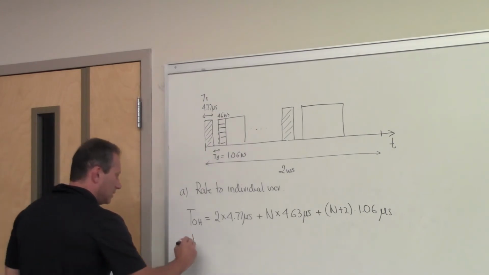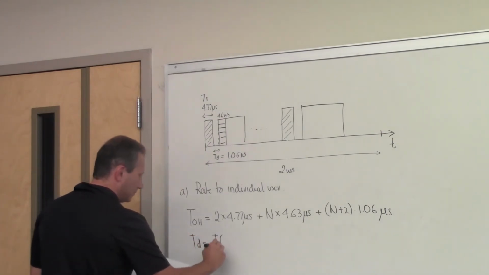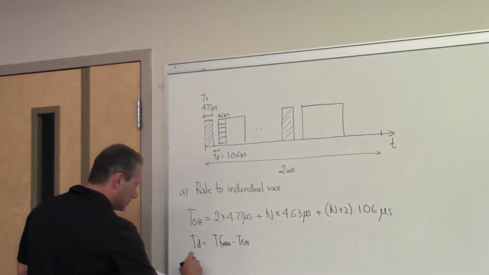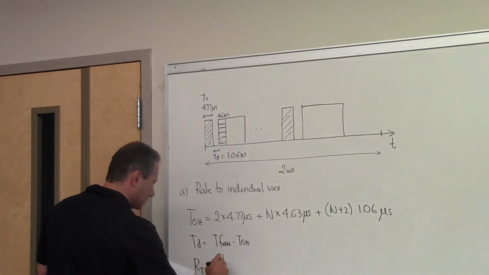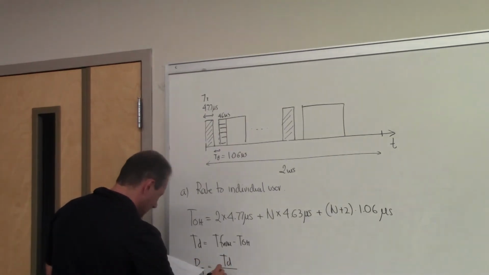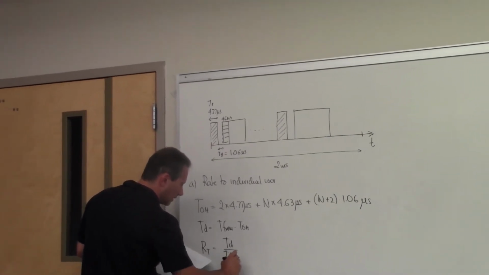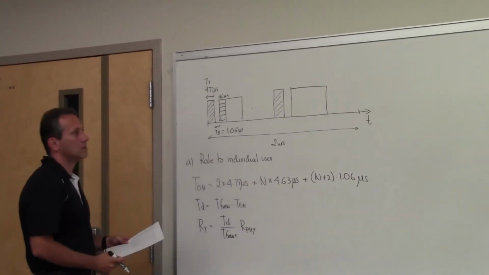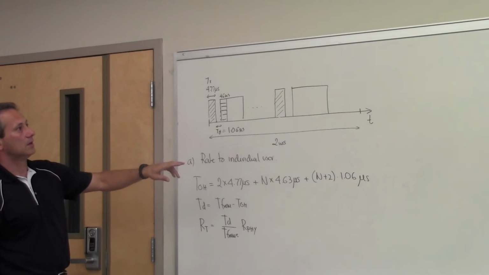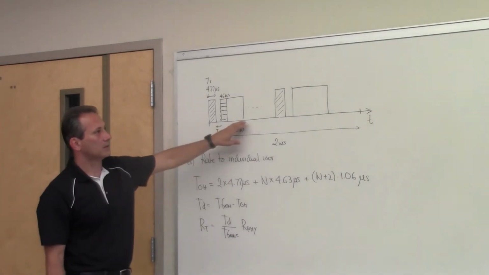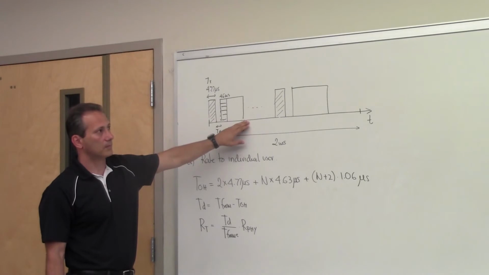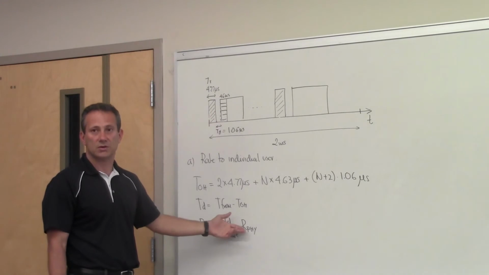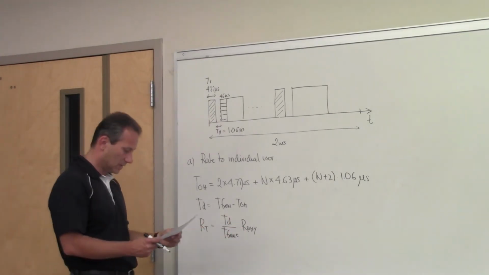So the T data will be your T frame minus your T overhead, and then our total rate becomes T data divided by T frame times R, the physical rate. This satellite supports 120 megabits per second at the physical layer, but it's not communicating all the time. There are all of these overhead things that reduce this data.